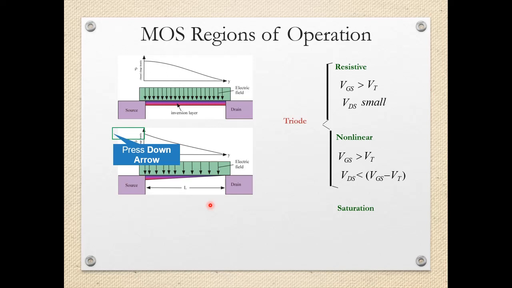And you can see the inversion layer, which was uniformly spread from source to drain, now has a reduction of strength over here. The electric field is also reduced. We can see here the electric field was quite high and now it is reduced.